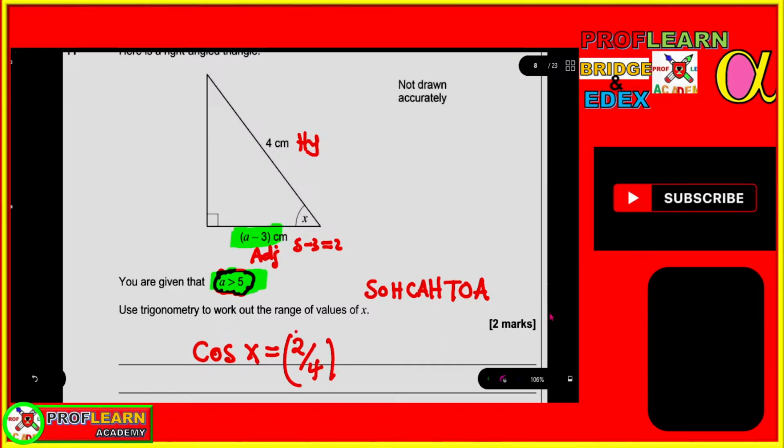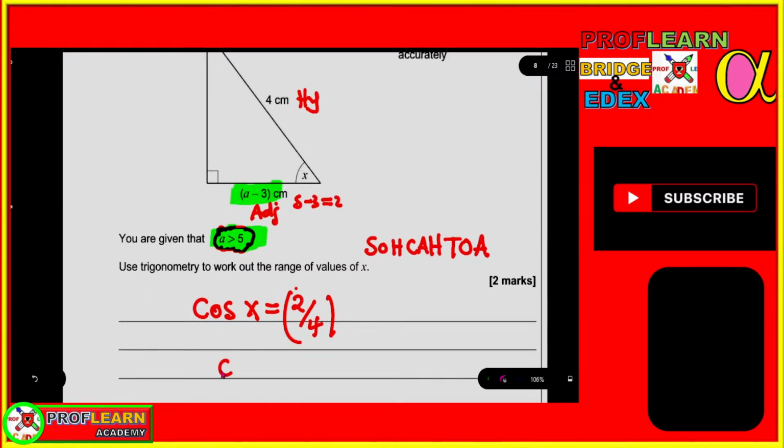Then if we work out, x is going to be the cos inverse of 2 over 4. If you work out this value, you are going to get the answer equivalent to what? If you put cos inverse of a half in the calculator, that will be translating to what? Let's write in the chat section. What do you get?